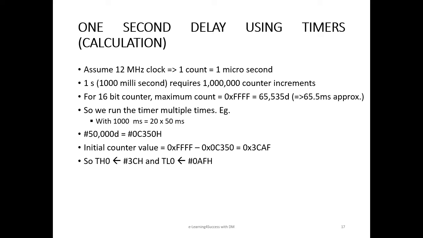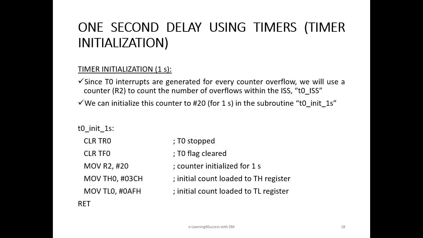So we have to run the counter multiple times to generate 1 second delay. In this example we will initialize the timer counter value such that we can generate 50 milliseconds. For this we will write T0_init_50milliseconds subroutine. Then we will call this subroutine 20 times in another subroutine called delay_1second. The initial counter value for 50,000 microseconds, that is, 50 milliseconds is calculated as shown to be equal to 3CAFH.